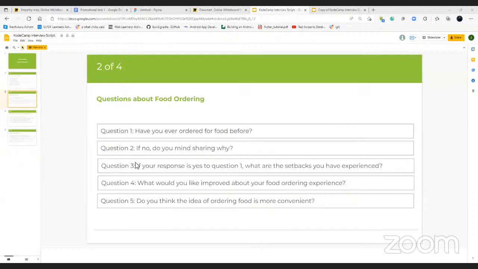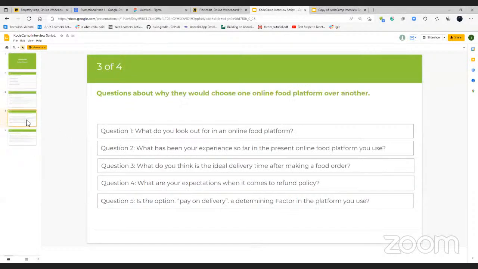Okay, so now the next one, we have the questions about why they would choose an online food platform over another. So this is where the online food stuff is coming into play. Now let's look at the first question. What do you look out for in an online food platform? So at this point, the questions have to be around a platform where someone orders food online. So what do you look out for?